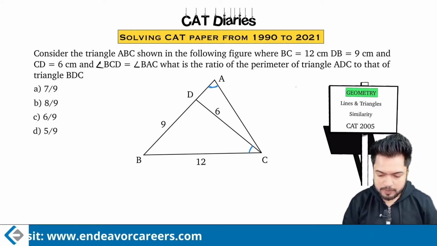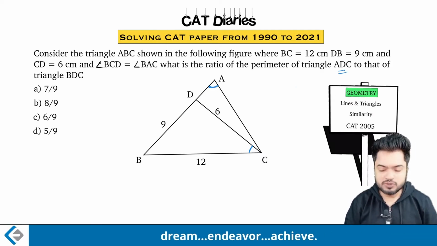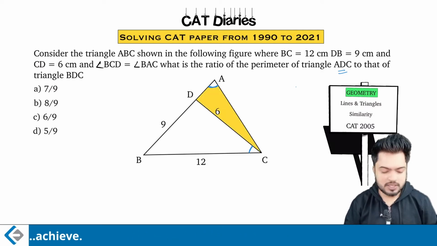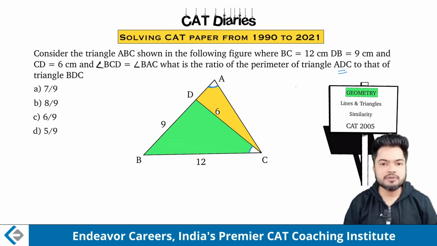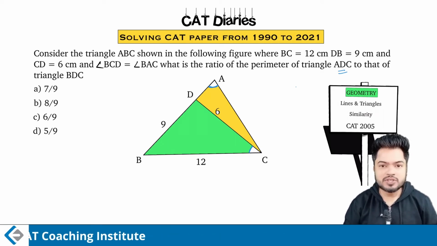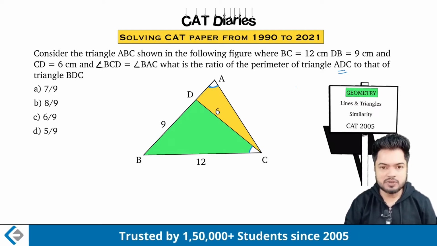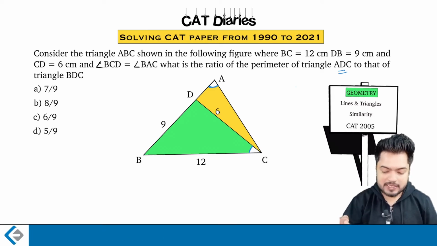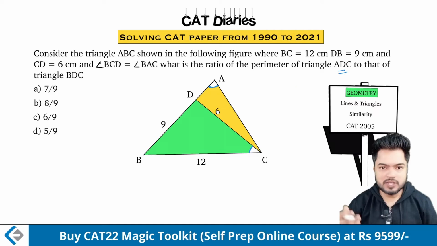What is the ratio of the perimeter of triangle ADC to that of triangle BDC? They are asking me for the perimeter of this yellow triangle ADC compared to this green triangle, which is BDC. For that, all I need are the three sides of each triangle. I know the three sides of triangle BDC: 9, 6 and 12. So I know the perimeter of BDC already. But I need AC and AD to find the perimeter of triangle ADC.